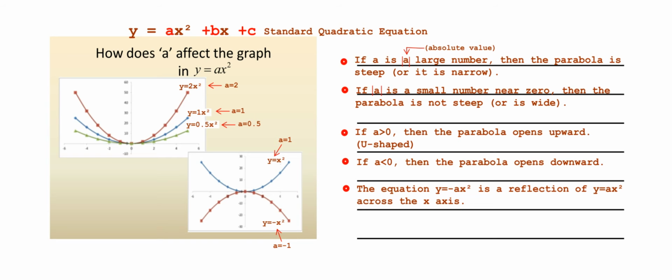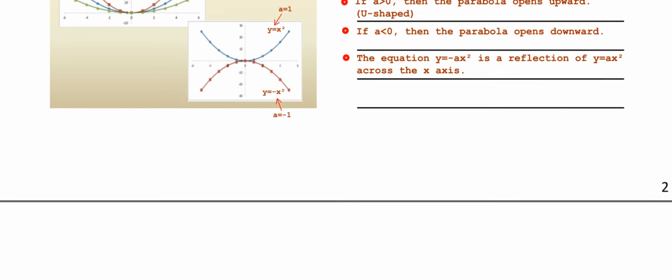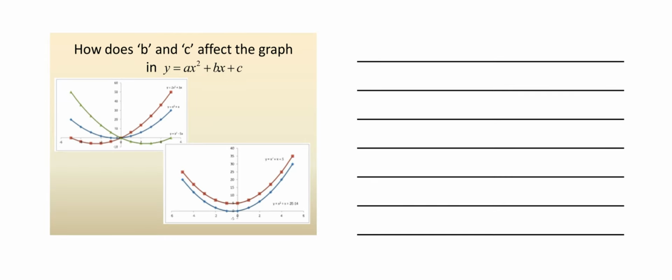So let's go for our next view of this. So we saw how a affects the graph for our equation y equals ax squared plus bx plus c. How do b and c affect the graph in y equals ax squared plus bx plus c? So let's see. Y equals x squared plus 5x is our first case scenario. On the top left graph there, that's the brown graph on the left side.